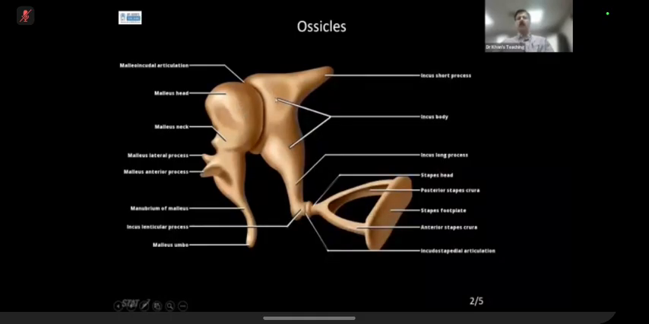It joins the body of the incus. Then there is a short process of the incus and there is a long process. And this long process then joins to the stapes. The stapes has an anterior crus and a posterior crus. This is the footplate, which joins the oval window.